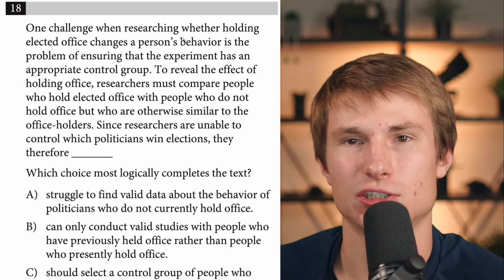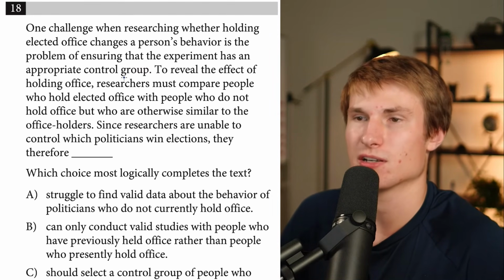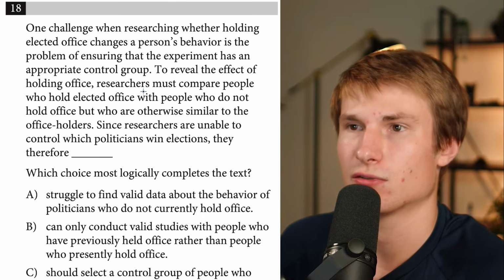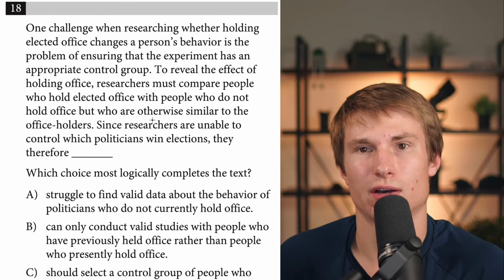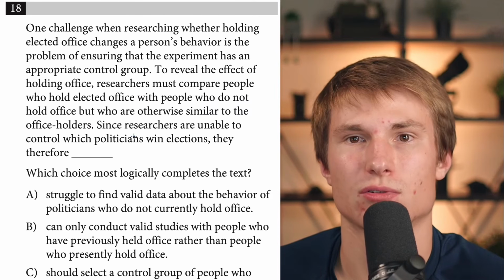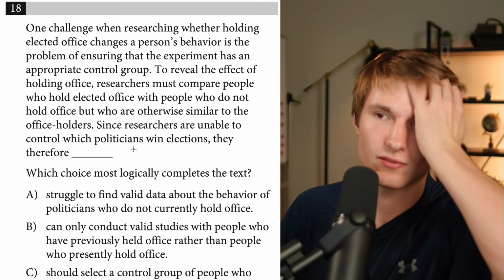Question 18. One challenge when researching whether holding elected office changes a person's behavior is the problem of ensuring that the experiment has an appropriate control group. To reveal the effect of holding office, researchers must compare people who hold elected office with people who do not hold office, but who are otherwise similar to the office holders. Since researchers are unable to control which politicians win elections, they therefore what?